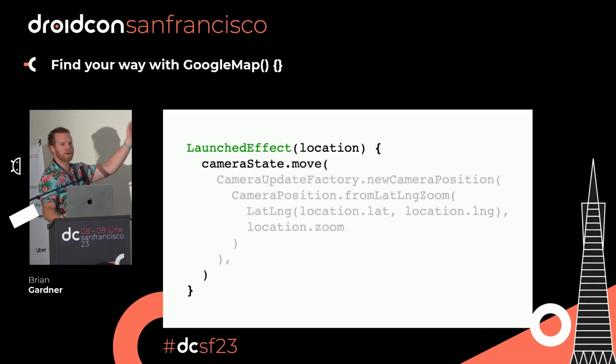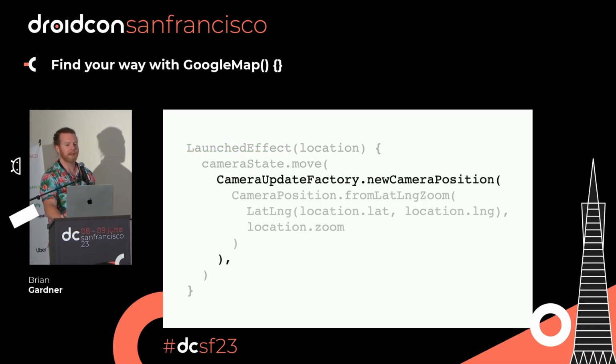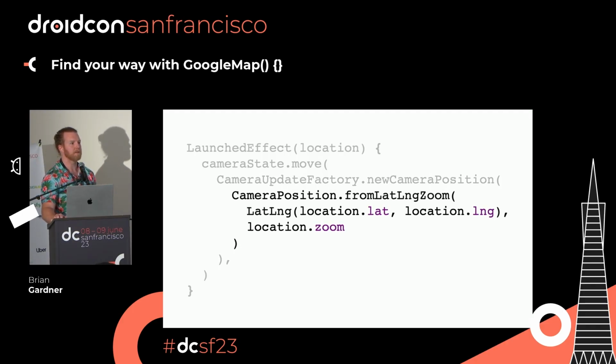But we say, hey, throw it in a launched effect because we only want to do this every time the location changes. And then we can basically tell our camera state to move to a new place. It requires a camera update factory that can generate us a new camera position. And we use the same from lat long zoom as before. So anytime our presenter or view model or what have you sends a new location to the view, it will animate over to that new location.